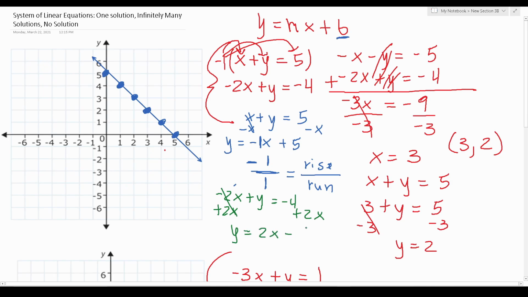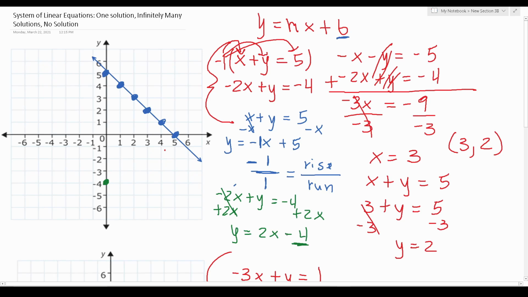2x minus 4. Again, our y-intercept is -4 here, and that tells you the point at which this line is going to impact this y-axis here. Specifically, it says it impacts the y-axis right here at -4. Now we're going to use the slope of this line to fill in the remaining points.